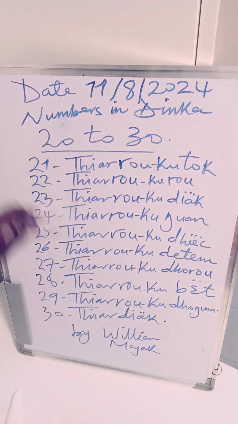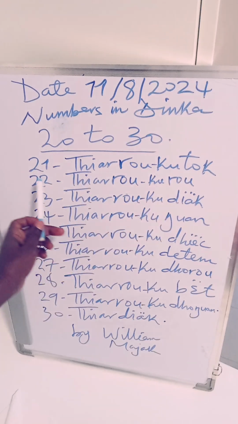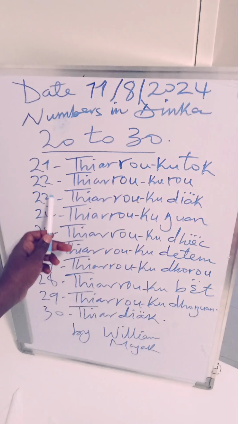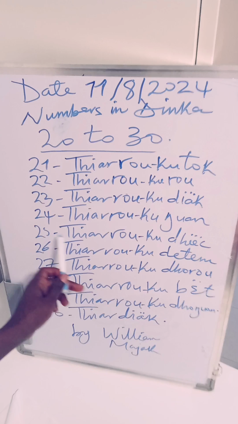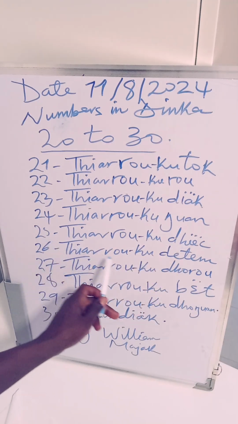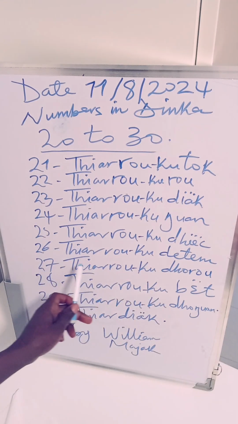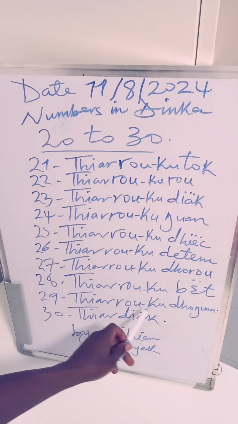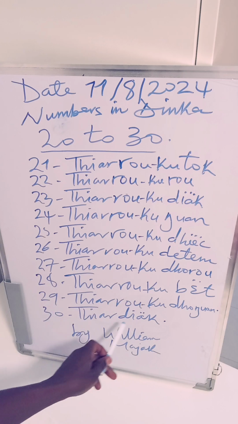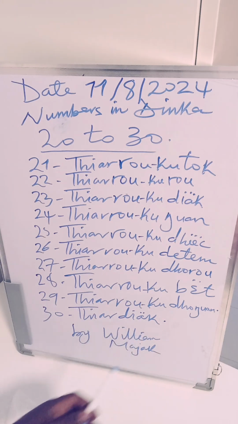Tiardiak. So let me make a quick recap. 21, Tiaro Kutok. 22, Tiaro Kuro. 23, Tiaro Kudiak. 24, Tiaro Kungwan. 25, Tiaro Kudich. 26, Tiaro Kudatem. 27, Tiaro Kudoro. 28, Tiaro Kubet. 29, Tiaro Kudongwan. 30, Tiardiak. By William Majak.